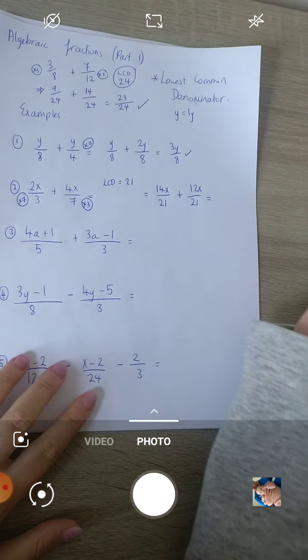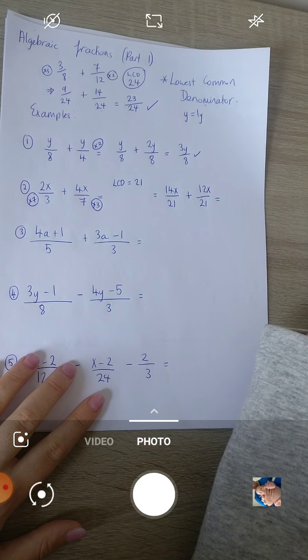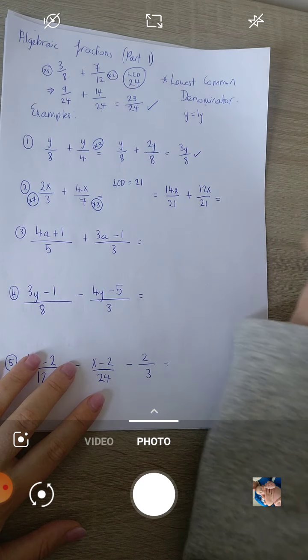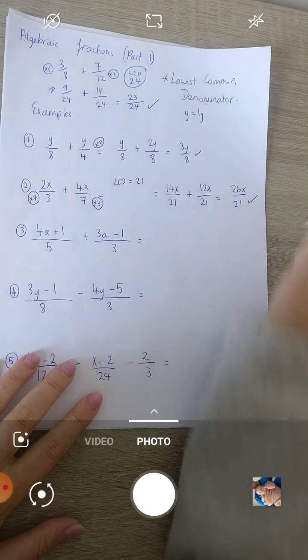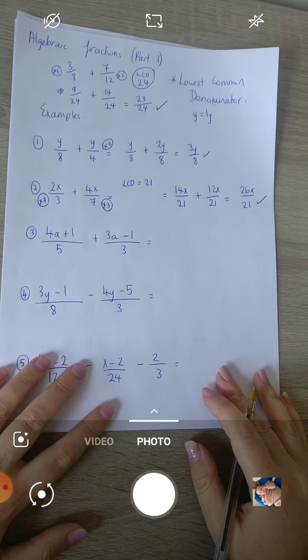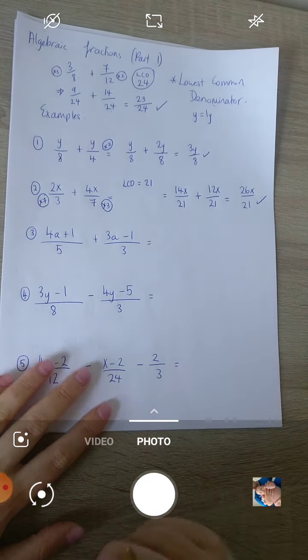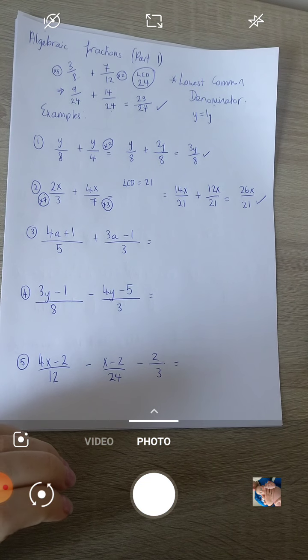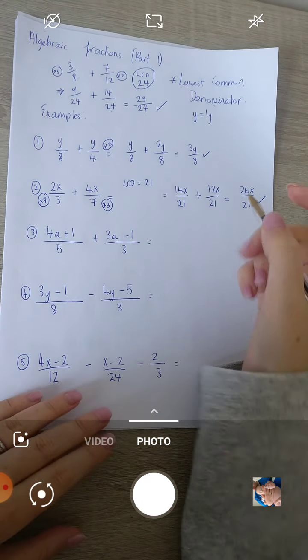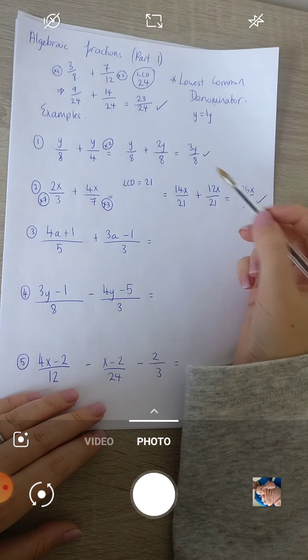And what we end up with here is 14 plus 12 is 26x over 21. And we just leave it like that, even though it ends up as an improper fraction, that's fine. An improper fraction is where the numerator is greater than the denominator, and that's fine in this situation with algebra.